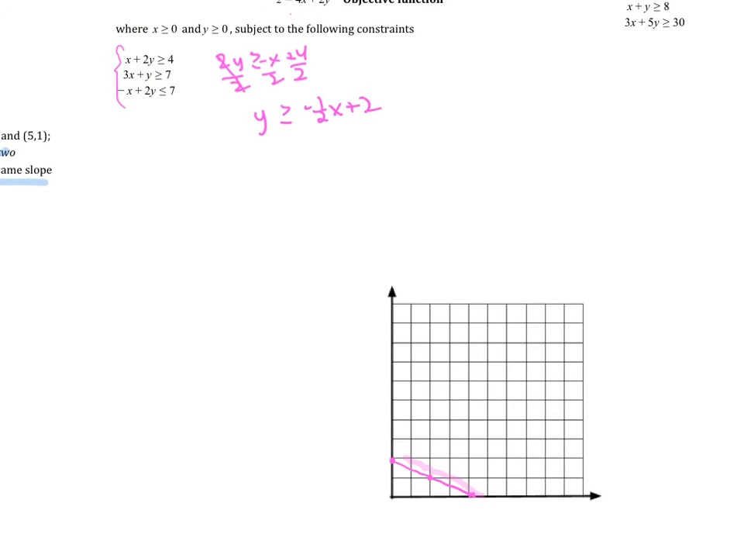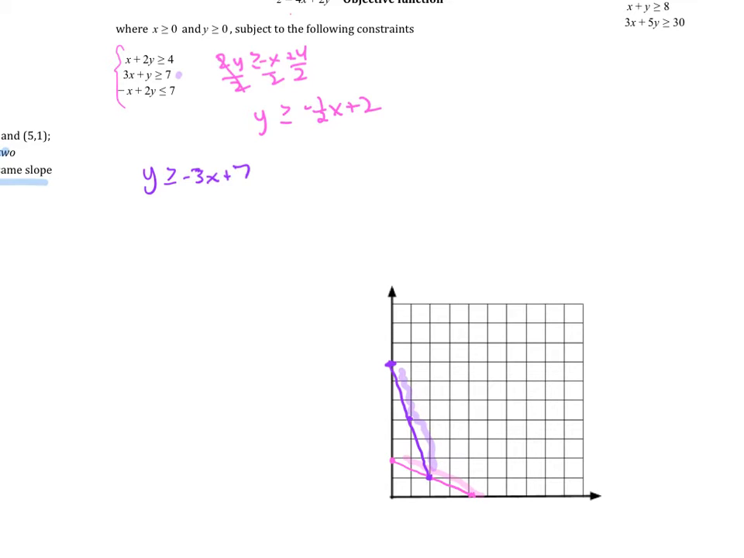Then let's look at the other equation here. So y is greater than or equal to -3x + 7. The slope is -3. So nice, it hits that spot right there. And then it's greater than, so we know we're going to shade to the right of that.